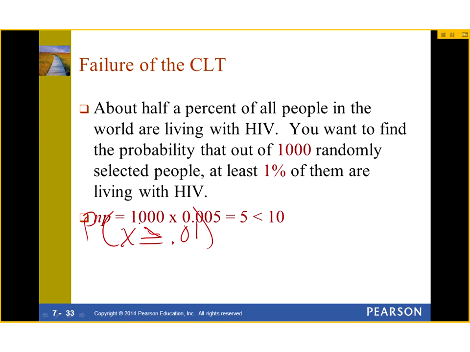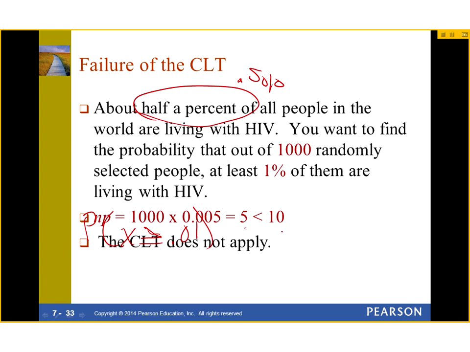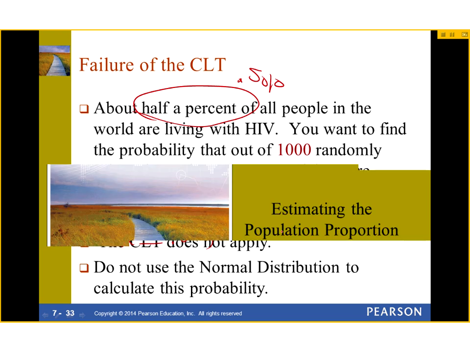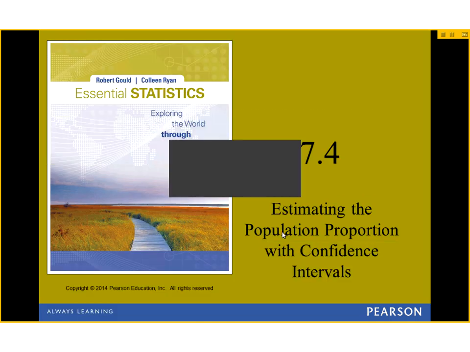Well, n times p, and I know I already wrote over it, but n times p is 1,000 times 0.005 because I said about 0.5%. So that would be 5. 5 is less than 10. We can't use this. So the central limit theorem does not apply here. So we cannot use the normal distribution to calculate this probability.